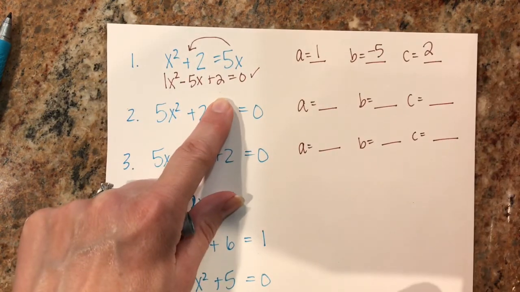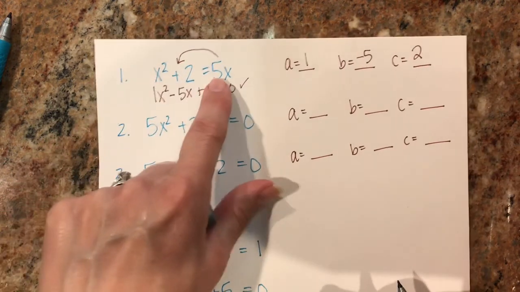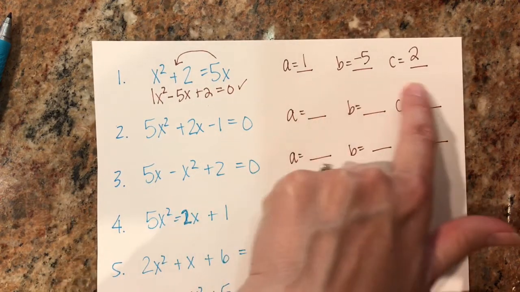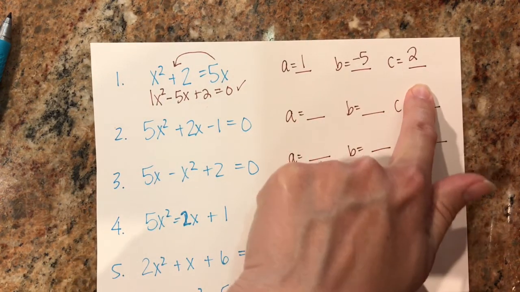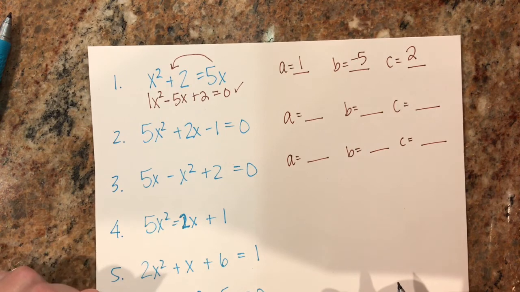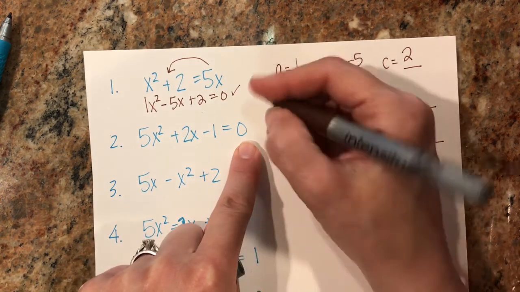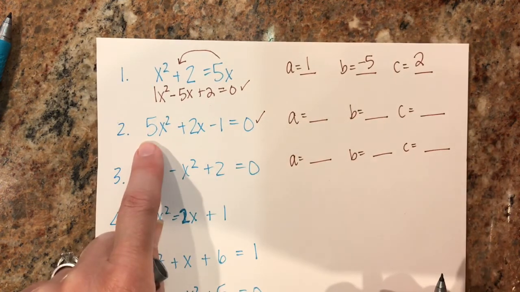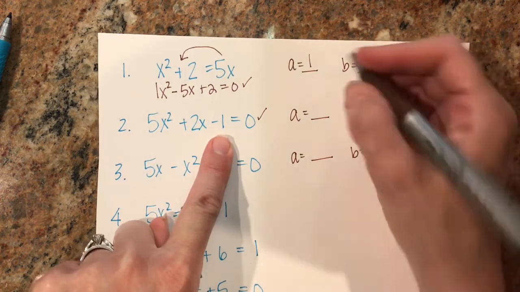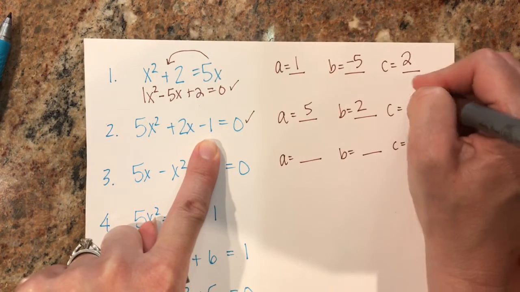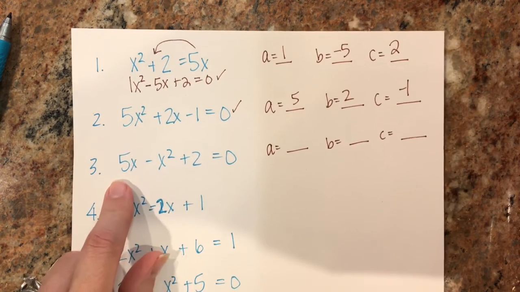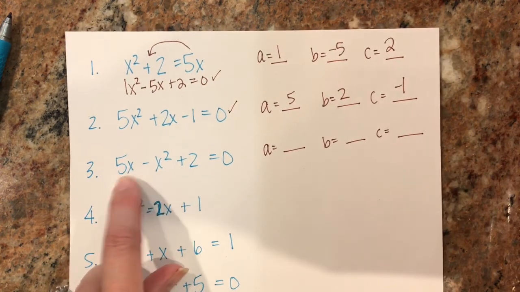So on Schoology, you're going to have this equation, and you're going to have to match it with this A, B, and C. I'm going to do a couple more with you, and then I think it's going to get obvious. Number 2 is already in standard form. It already equals 0. So you guys should just be able to tell A, B, C. 5, 2, negative 1.